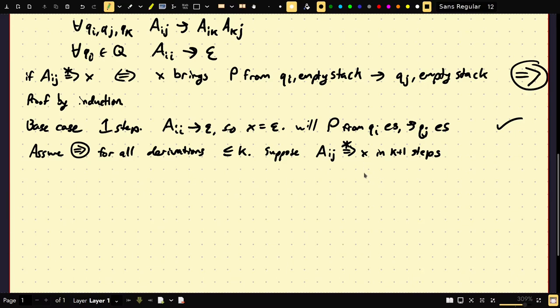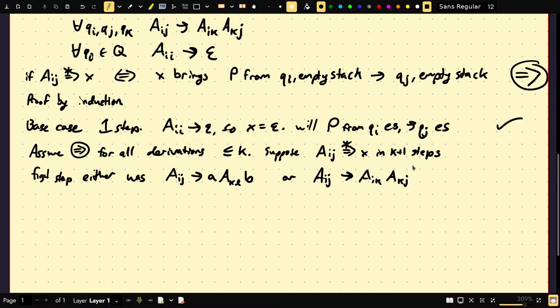So we have two choices for our first step. Our first step either was a production like AIJ goes to A AKL B, or AIJ went to AIK AKJ, right? So let's assume this is case one. We'll call this I, and we'll call this II. Maybe we shouldn't keep calling things I, but whatever. We'll call it case I.